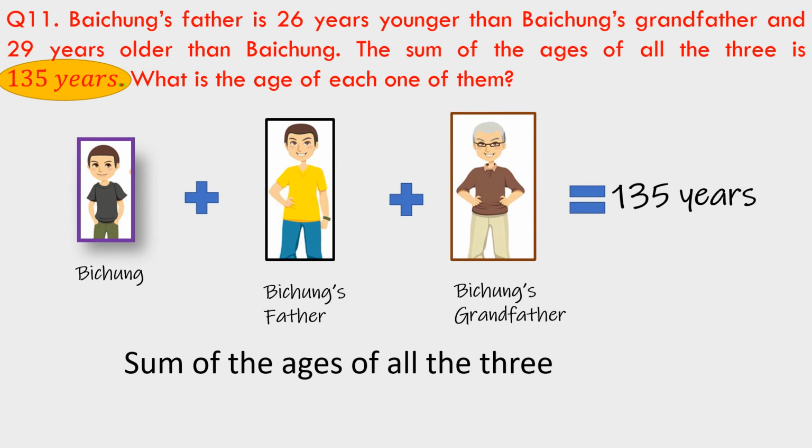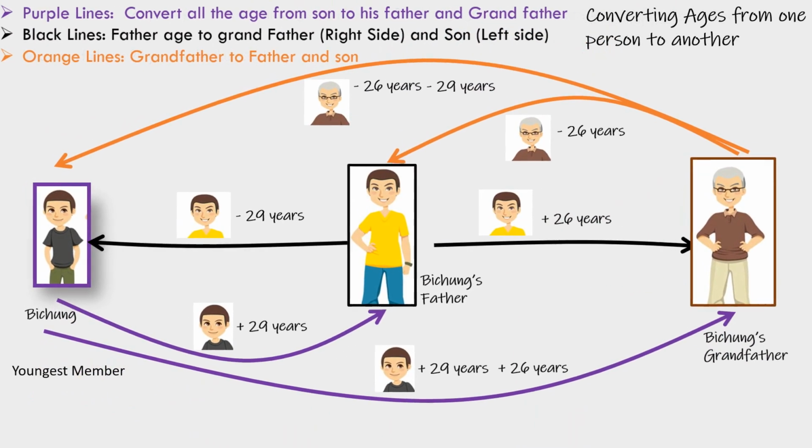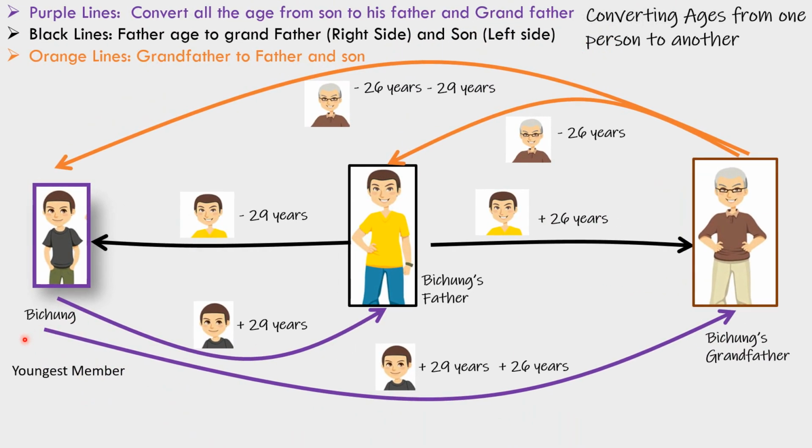And third is sum of ages of all the three, that is Baichung, his father and his grandfather is 135 years. Here there are three persons: Baichung, Baichung's father and Baichung's grandfather. We can let the age of any person to solve the question. हमेशा हम ट्राई करते हैं कि सबसे छोटे पर्सन की एज को लेट करनी है so that we can add something to find out the other person age.